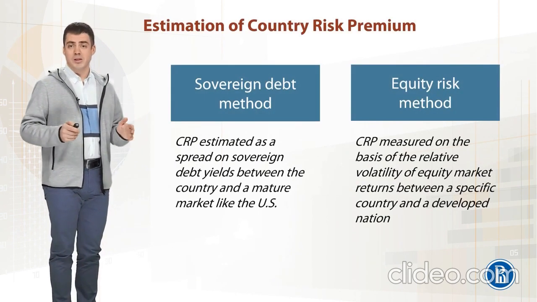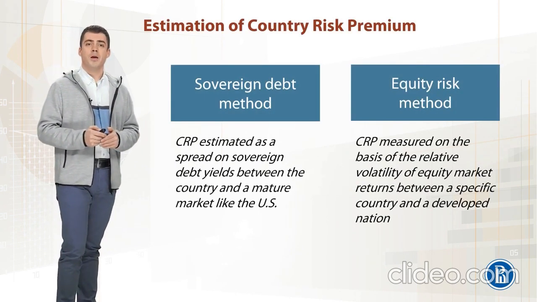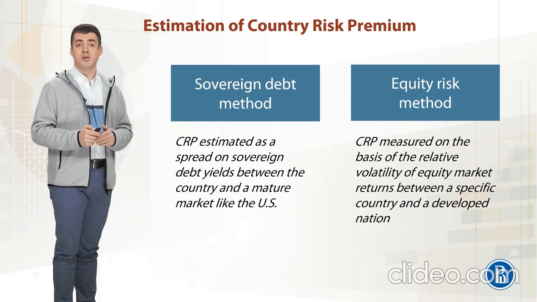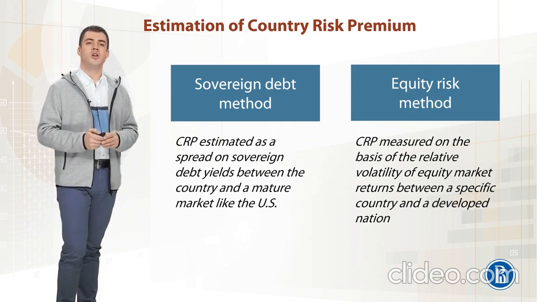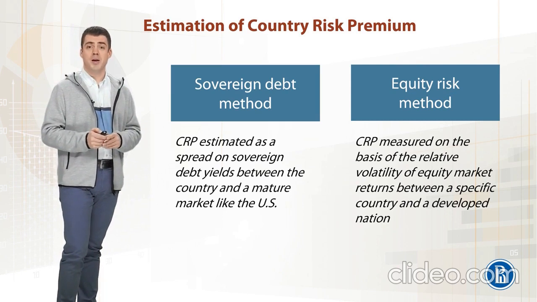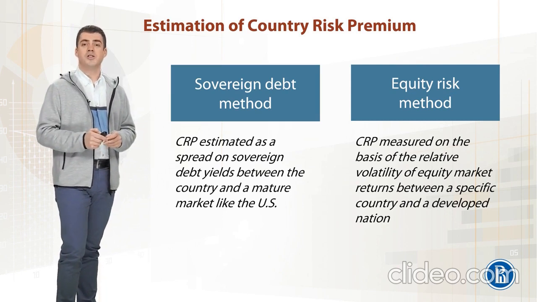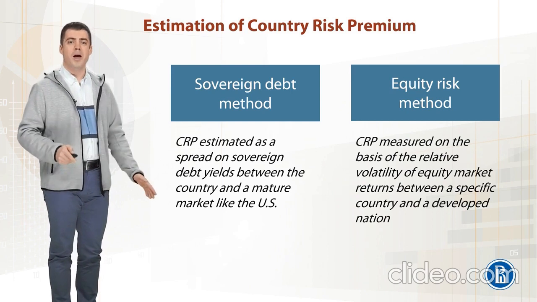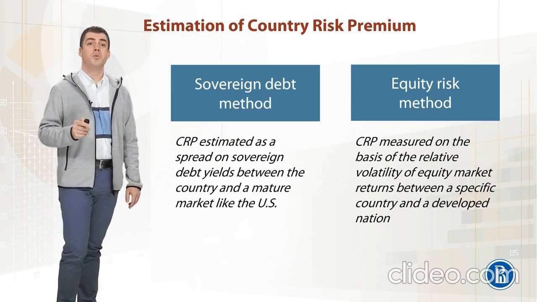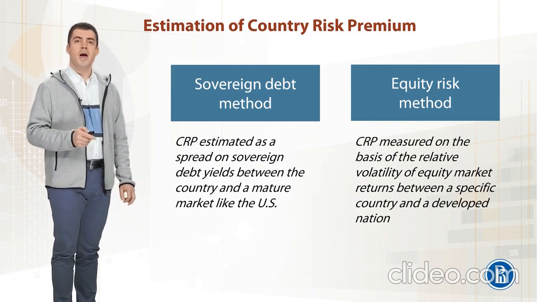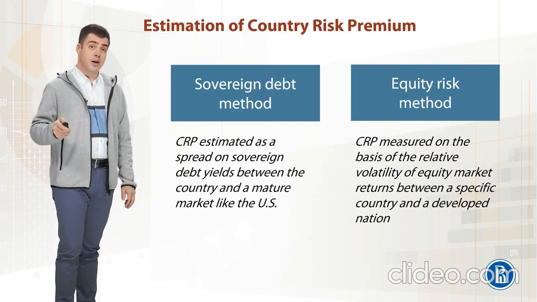How can we estimate the country risk premium? There are two commonly used methods of estimating this premium. The first one is called the sovereign debt method. In this case, the country risk premium for a particular country can be estimated by comparing the spread on sovereign debt yields between the country and a mature market like the United States.